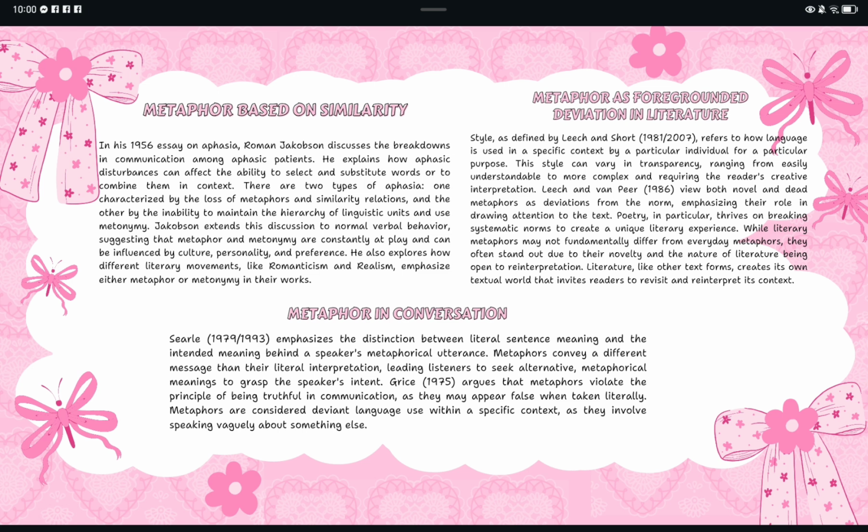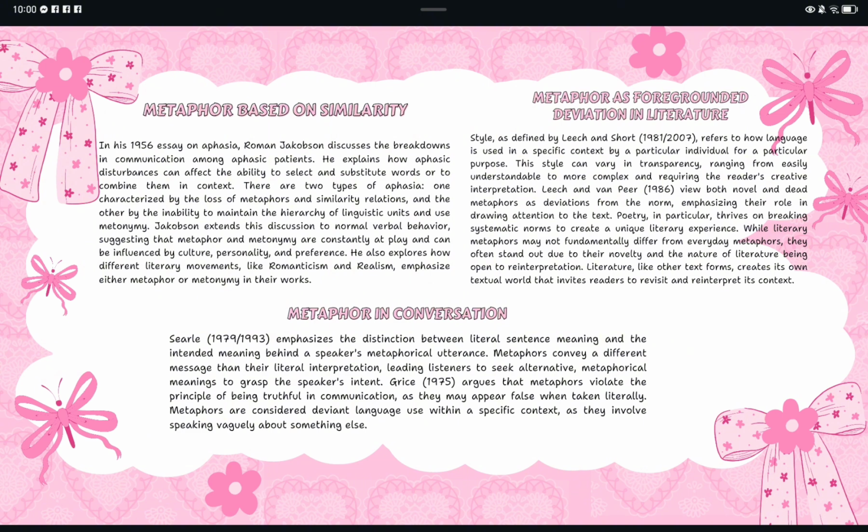And number 3, we have metaphor in conversation. When we communicate, the words we use often carry a double meaning: the literal meaning of the sentence and the speaker's intended meaning. While these meanings might align in straightforward statements, metaphors often introduce a deliberate divergence, creating a gap between the literal and the intended. This gap is precisely what gives metaphors their power and expressiveness.